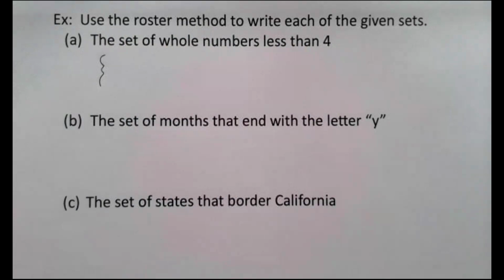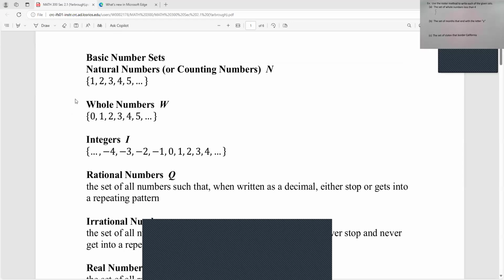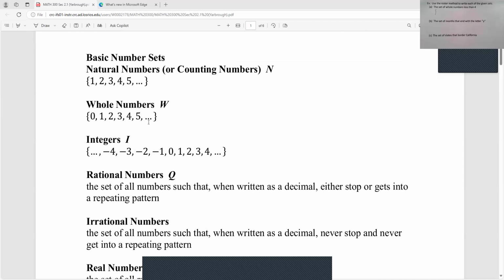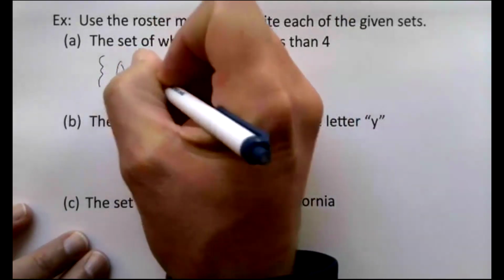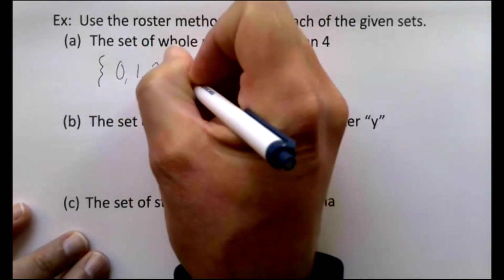Remember the definition of whole numbers. It includes 0, and then it includes 1, 2, 3, 4, 5, and so on. It includes all the numbers that we count with, but it also includes 0. So if we're talking about the set of whole numbers less than 4, we're probably talking about these first few here that are less than 4, right? We must be talking about 0, 1, 2, and 3.